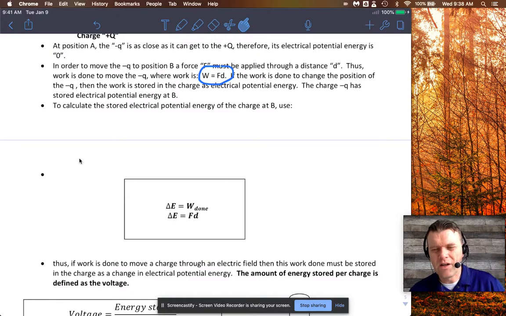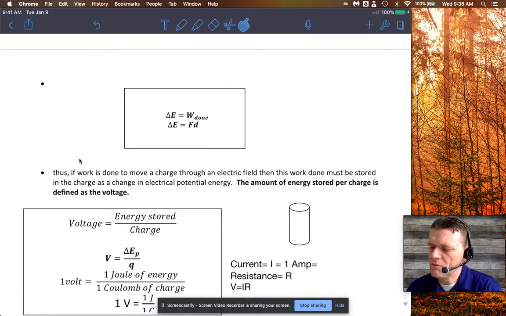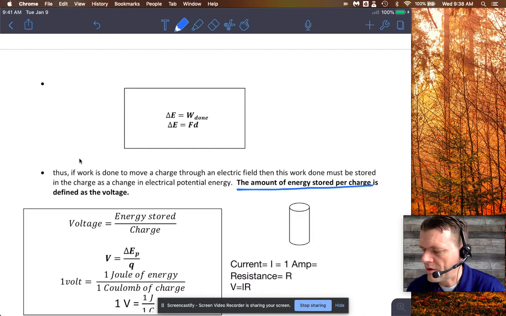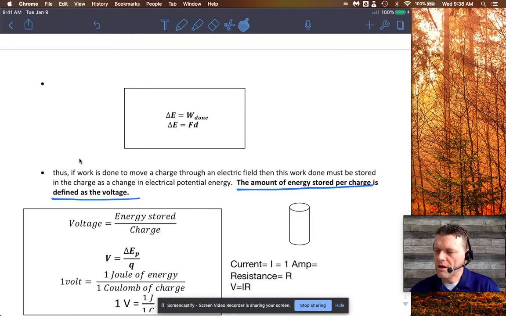Really, if you get into any formulas in this physics section, I would look heavily at your formulas on pages 2 and 3, because chances are it's going to be there. So like we said, the amount of work done to move the charge will be in the charge as stored electrical potential energy. So this definition is really good. The amount of energy stored per unit of charge is defined as the voltage. So there it is in this formula here.